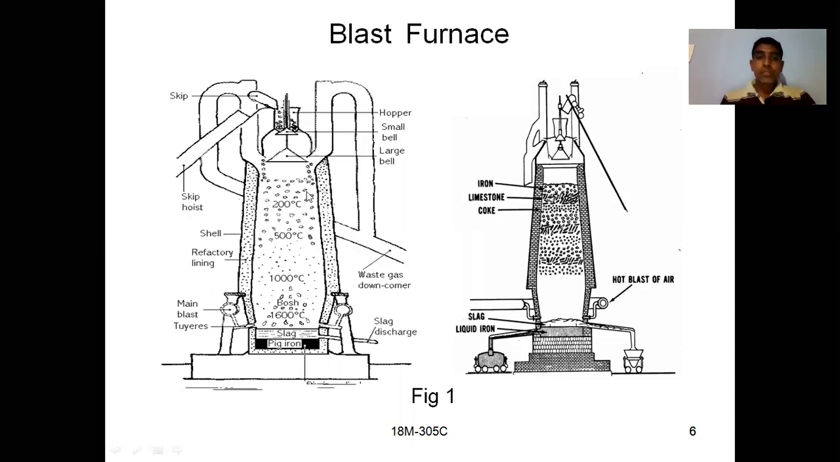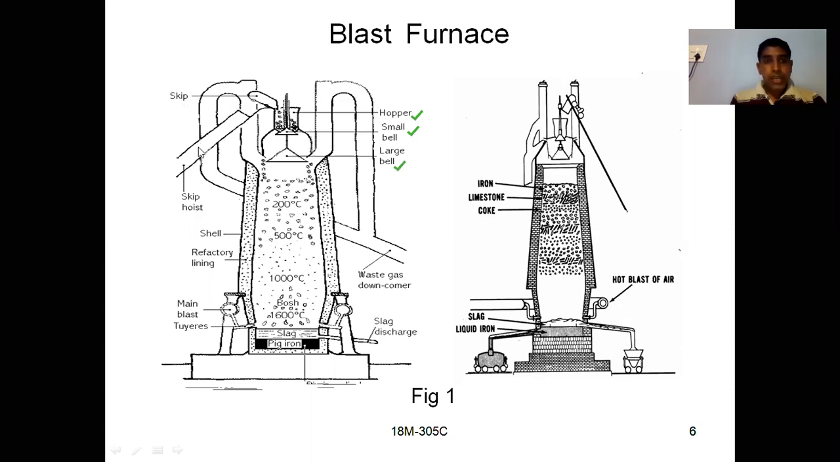If you see here, this is one view and this is another view. And you are having different zones of temperature here. And this is the hearth, you are having a hearth portion here. You are having a double bell arrangement here. You are having a hopper, a small bell, a large bell. Okay, I will show you. See here, you are having the hopper, small bell, large bell, and you are having the skip.